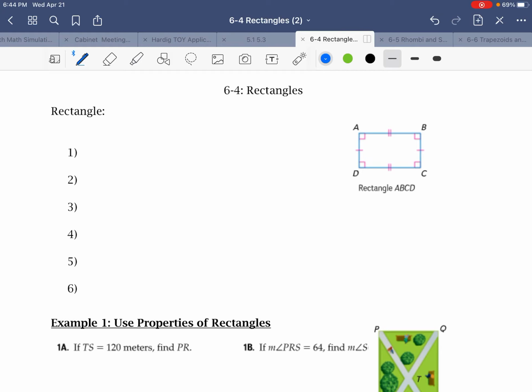So far we have looked at quadrilaterals, angle sums, and then last class we looked at parallelograms and how to prove things are parallelograms. So today we're going to be moving to our second quadrilateral, which are rectangles. And by definition, a rectangle is a parallelogram with four right angles.